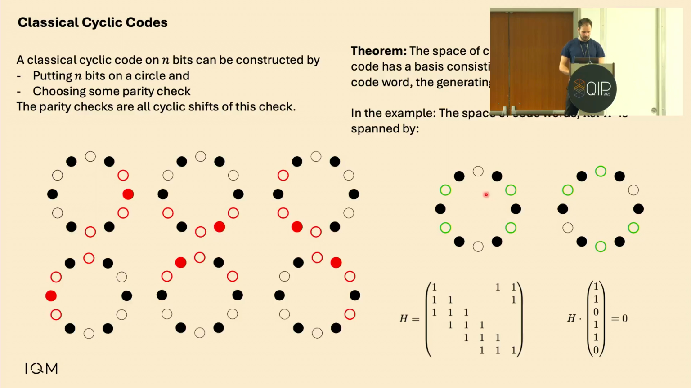In practice, it means, for example, here you have H times this vector is 0. So this is a code word. We could say that this is 1, 1, 0, 1, 1, 0. And then this and its cyclic translation will span the code space.